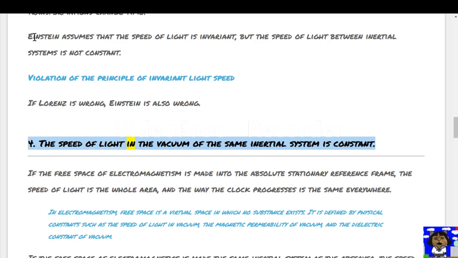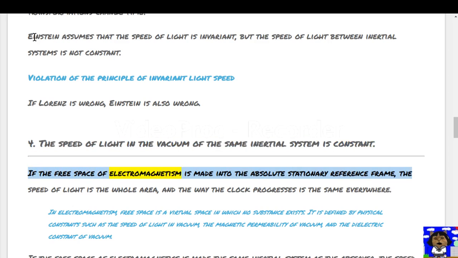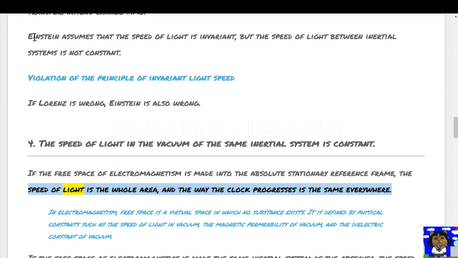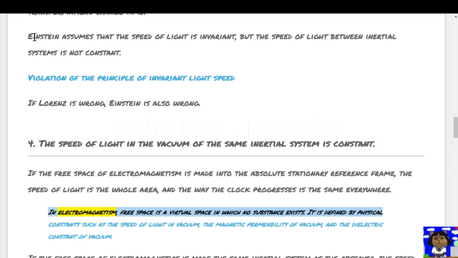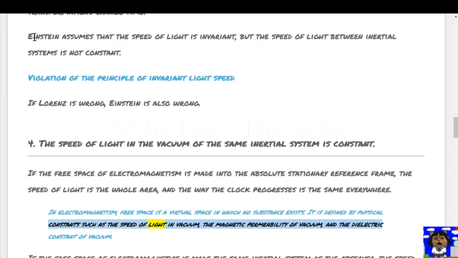4. The speed of light in the vacuum of the same inertial system is constant. If the free space of electromagnetism is made into the absolute stationary reference frame, the speed of light is the same in the whole area, and the way the clock progresses is the same everywhere. In electromagnetism, free space is a virtual space in which no substance exists. It is defined by physical constants such as the speed of light in vacuum, the magnetic permeability of vacuum, and the dielectric constant of vacuum.